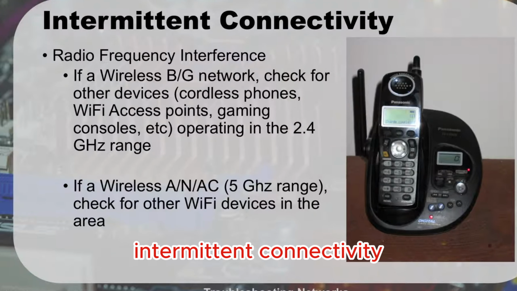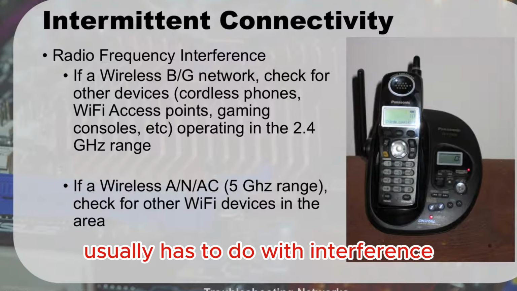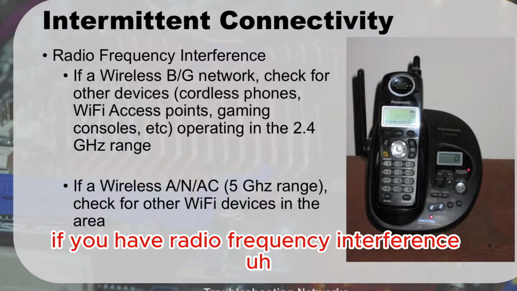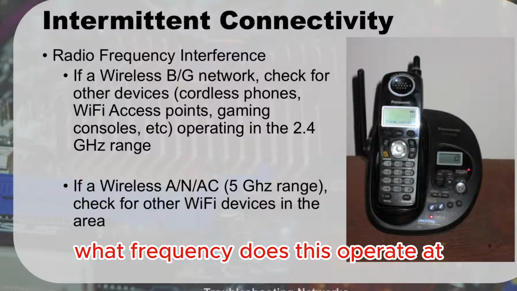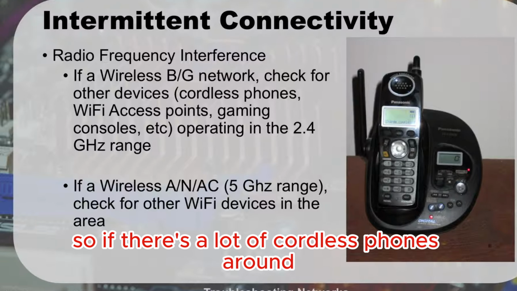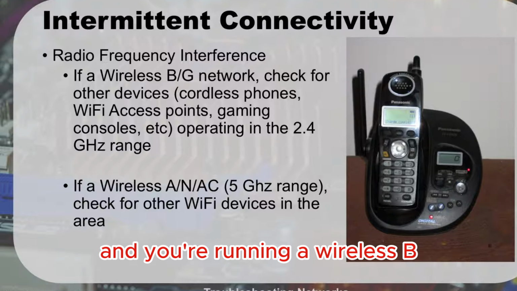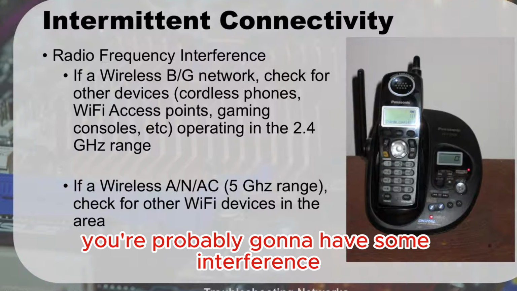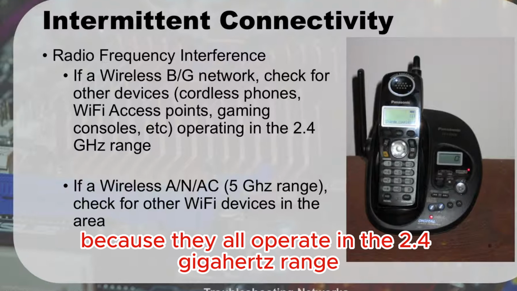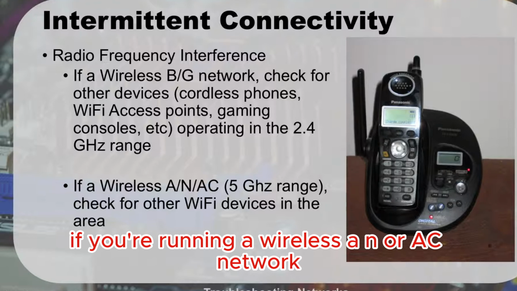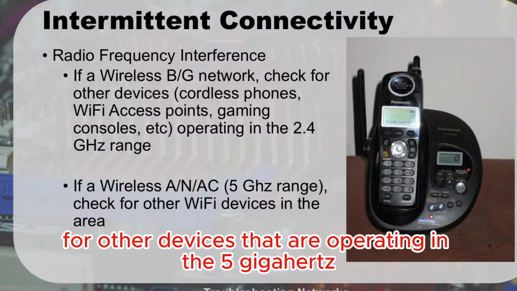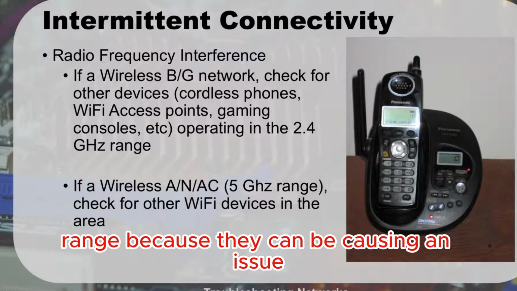Intermittent connectivity. Intermittent connectivity with wireless usually has to do with interference. If you have radio frequency interference, you have to start thinking about what frequency does this operate at. So if there's a lot of cordless phones around or gaming consoles or security devices, and you're running a wireless B or G network, you're probably going to have some interference because they all operate at the 2.4 gigahertz range. If you're running a wireless AN or AC network, you want to check for other devices that are operating in the 5 gigahertz range, because they could be causing an issue.